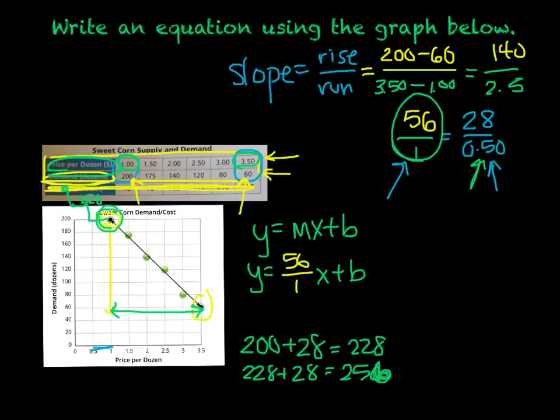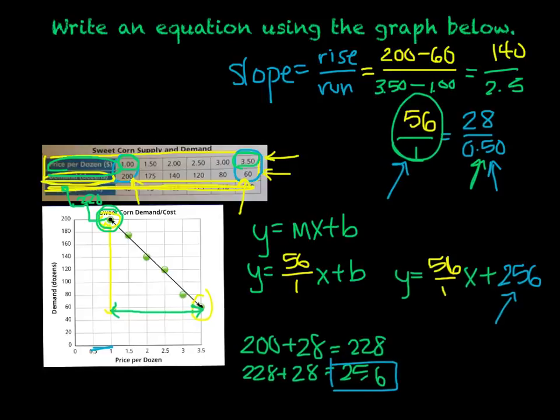However, it's going to be super helpful for us to know that because we need to create an equation. So we now have our y-intercept. So we can say y is equal to 56 over 1 x plus 256. Now we can do one more thing to actually create that y-intercept if you didn't want to work backwards and play around with slope in that way.